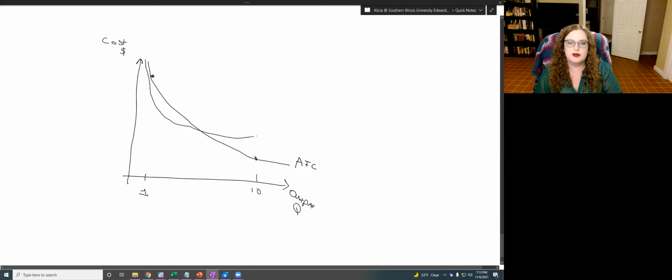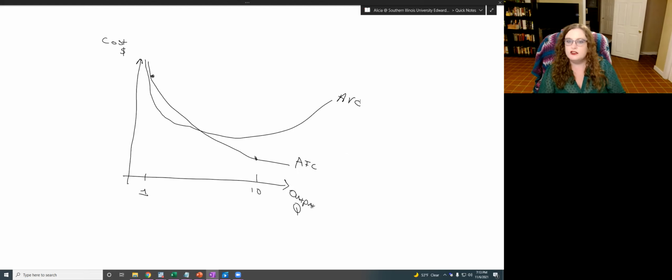And then let's bring it over here. And then it starts to go back up. It starts to get more expensive because the more and more we produce of something, the more we're going to need workers from further away. They're going to get more expensive. It becomes a little bit of a hassle, right? So let's say that that's the average variable cost.